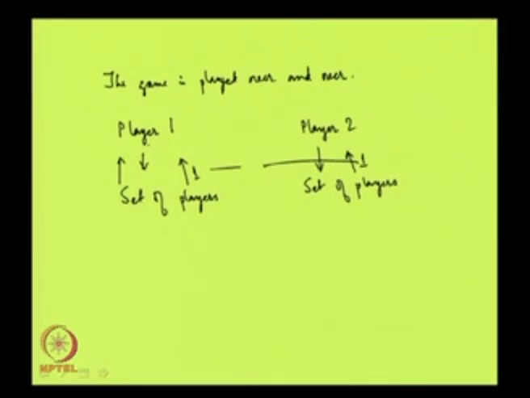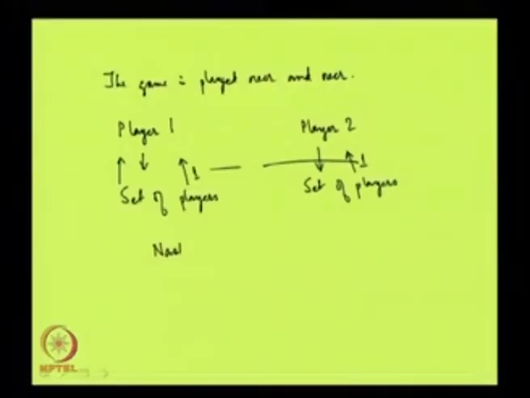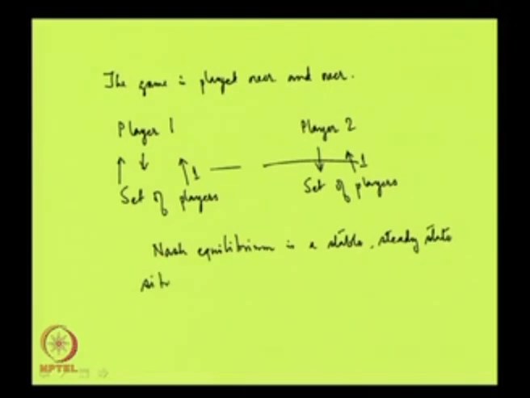Otherwise, if A is not optimal with respect to B, in the next play of the game, the player who is responsible for A's action will change his action, because that is not optimal given that the other player is playing B. So that is why we say that Nash equilibrium is a stable steady state situation, given that the same pair of actions is being played over and over again.